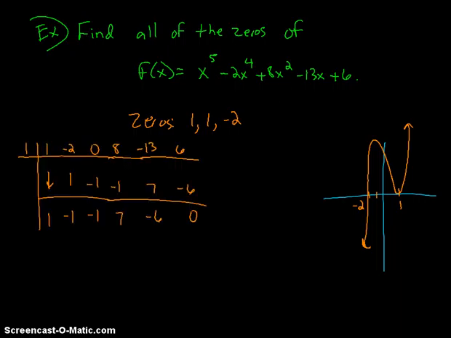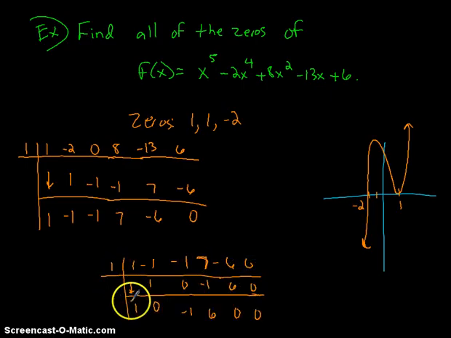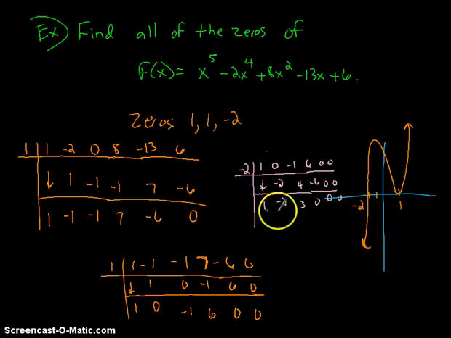So let's do that. When I use synthetic division with 1, I get 0. Now I can use these numbers and do it a second time with 1, and the new numbers, 1, negative 1, 7, negative 6, and 0. After using synthetic division again, I reduce it further. Let's do it one more time with negative 2 and these new numbers. So I wind up with this.